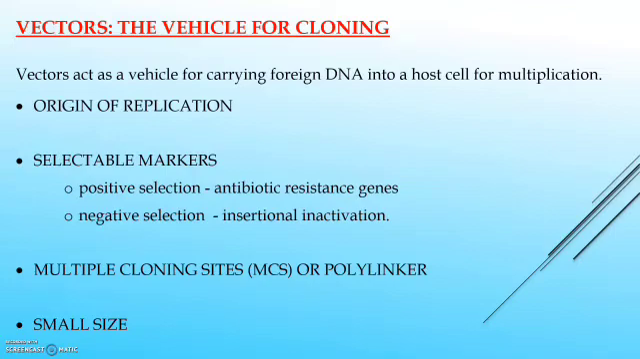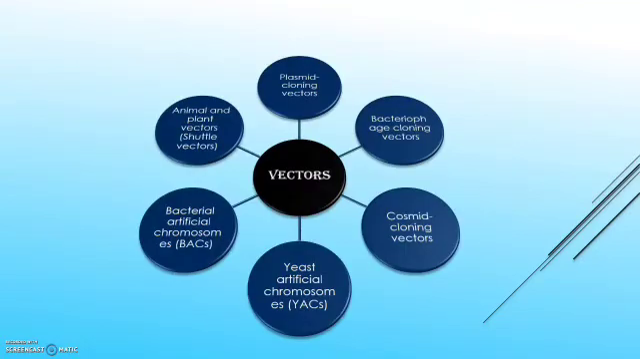In recombinant DNA technology, the vectors used are mostly divided into six categories. They are known as plasmid cloning vectors, bacteriophage vectors, cosmid cloning vectors, yeast artificial chromosomes, bacterial artificial chromosomes, and animal and plant vectors, which are also known as shuttle vectors. So now we will study each individual type of vector in a very brief manner.